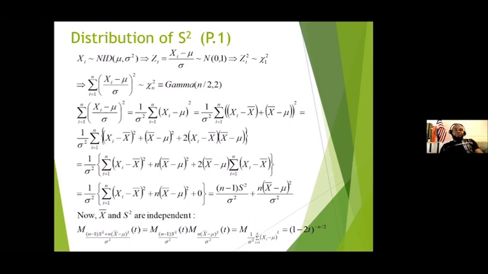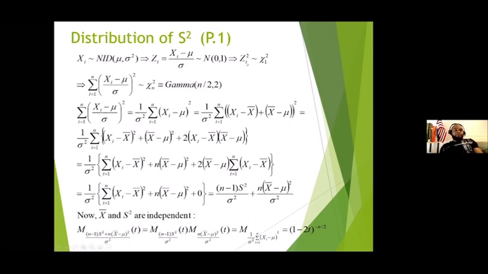Now, distribution of S squared, the distribution of the sample variance. That's what we mean. If Xi follows a normal distribution, we can derive a Z score. The Z score is going to be Xi minus the mean over the standard deviation. Don't forget the Z score follows a standardized normal distribution. And I derived today that the square of Z will follow a chi-square distribution with degree of freedom 1.